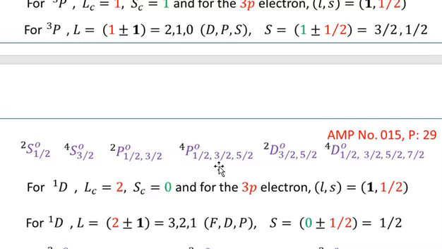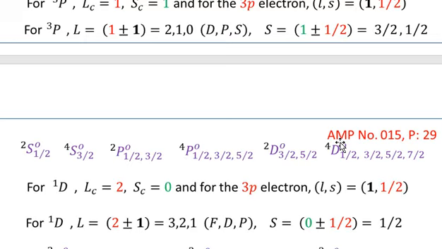Now the question is, can you arrange them energy wise? These have not been arranged energy wise; I have randomly placed them. But you can arrange them according to energy using Hund's rules. That is, the term with the highest multiplicity will have the lowest energy. So for example, out of these terms, the 4S, 4P, and 4D terms have the highest multiplicity.